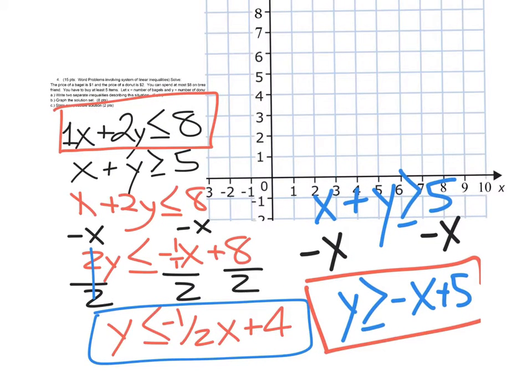All right. So let's start with the first one. I know that it says that x are bagels and y are donuts. So let's keep that in mind as we're graphing this, and we'll start right here. So what is the y-intercept? The y-intercept is plus 4. So I'm going to start right here, plus 4. And then we're going to go down 1 over 2. Down 1 over 2. Beautiful.